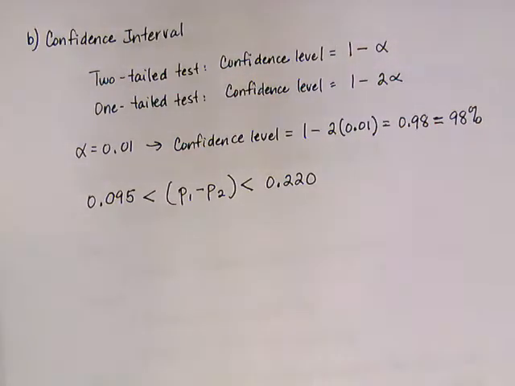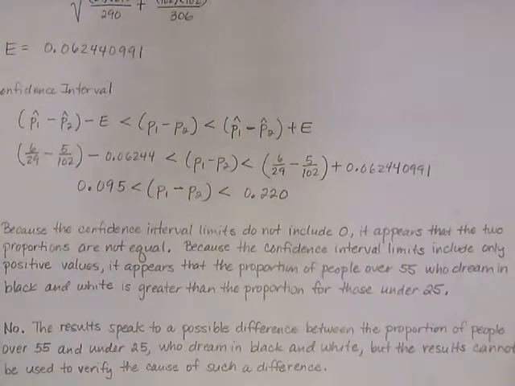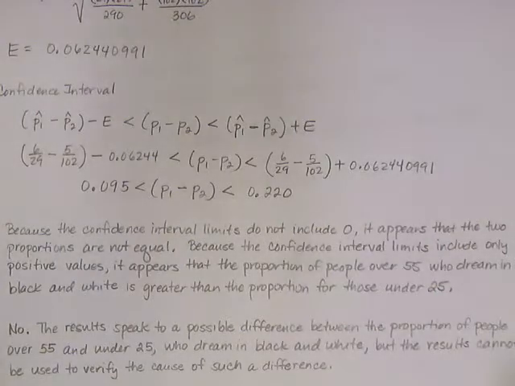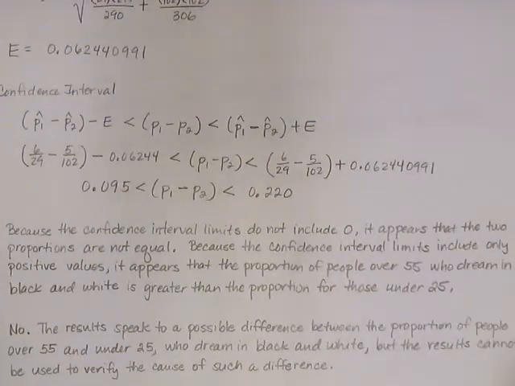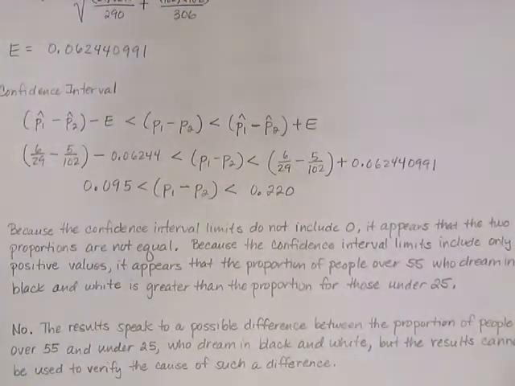Now part C is an explanation of the results, that those over age 55 grew up exposed to media that was displayed in black and white. Here's the explanation that I have. Because the confidence interval limits do not include 0, it appears that the proportions are not equal. Because the confidence interval limits include only positive values, it appears that the proportion of people over 55 who dream in black and white is greater than the proportion for those under 25.